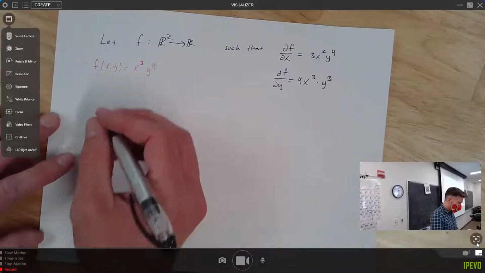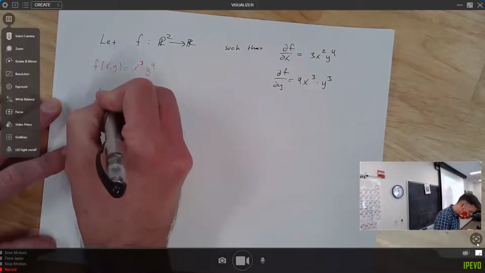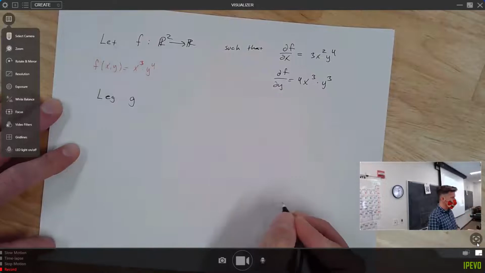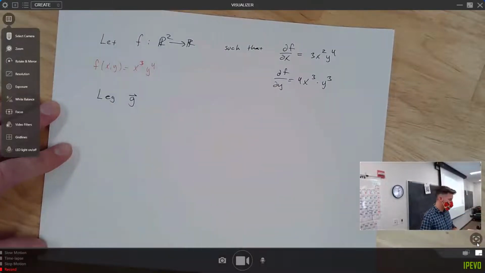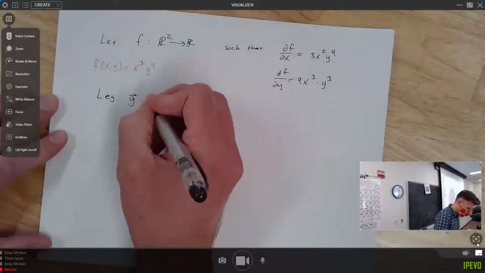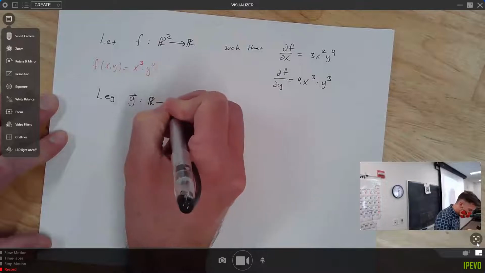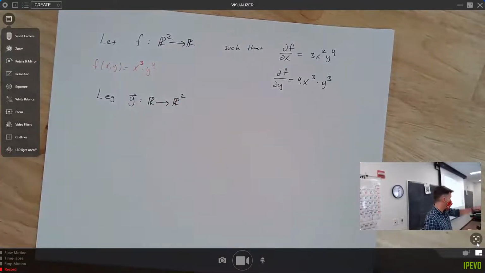All right, now here's where things get a little bit weird, I feel like, in this setup. Let G, I can't draw a bold-face G, I'm not that talented, so I draw it with an arrow, be a vector valued function. This is kind of funky. I don't think this is particularly necessary. Let G be a vector valued function that takes an input and gives an output of an ordered pair.